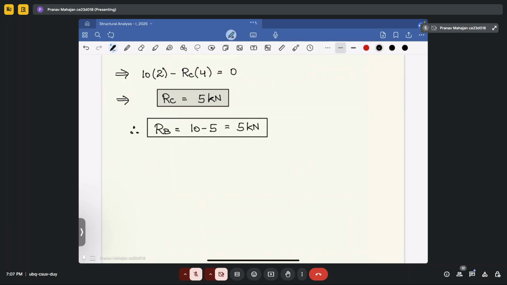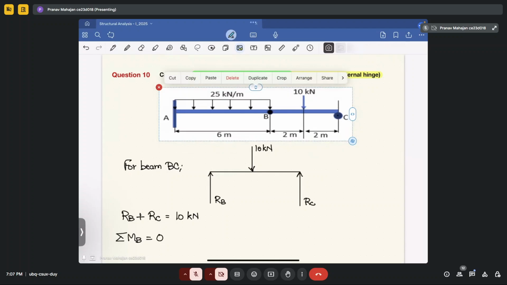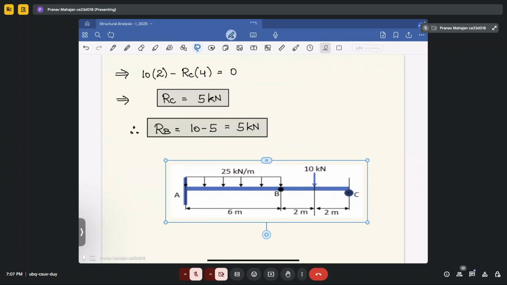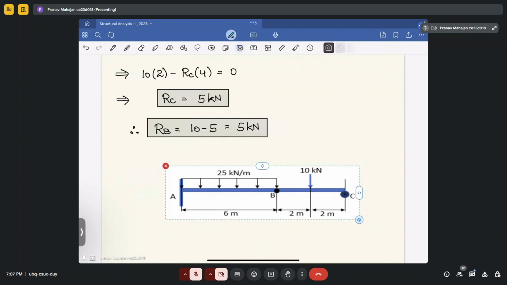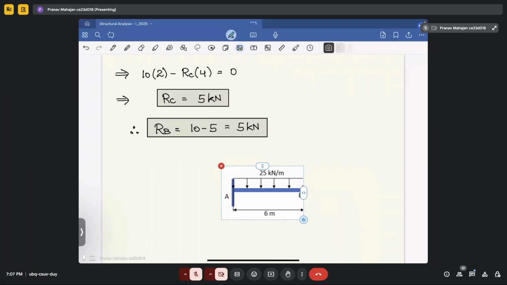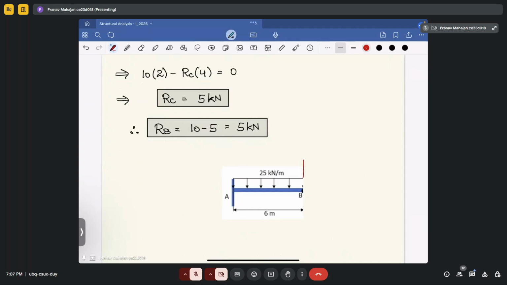Fine. Now, since this RB is acting in the upward direction, for beam AB this will act in the downward direction. So see how I will make it. Now I will make this section for section AB. Suppose this is your section AB. Here the concentrated load will be acting as 5 kilonewton.